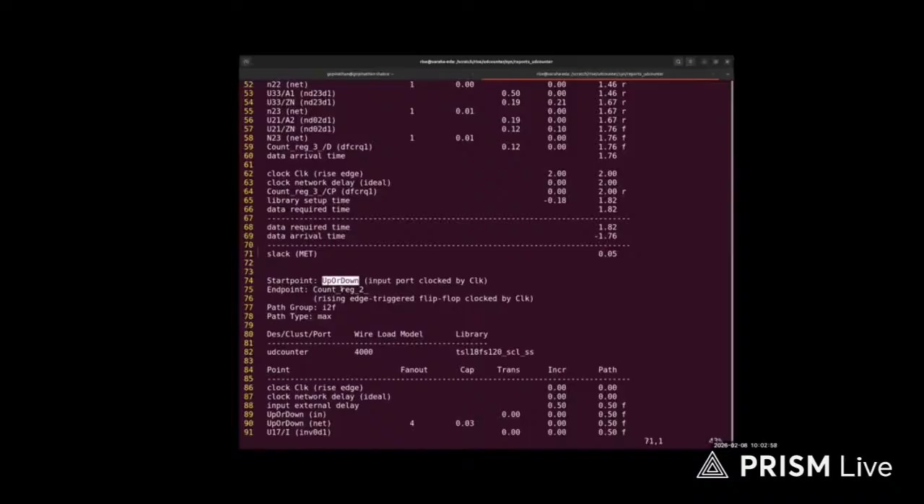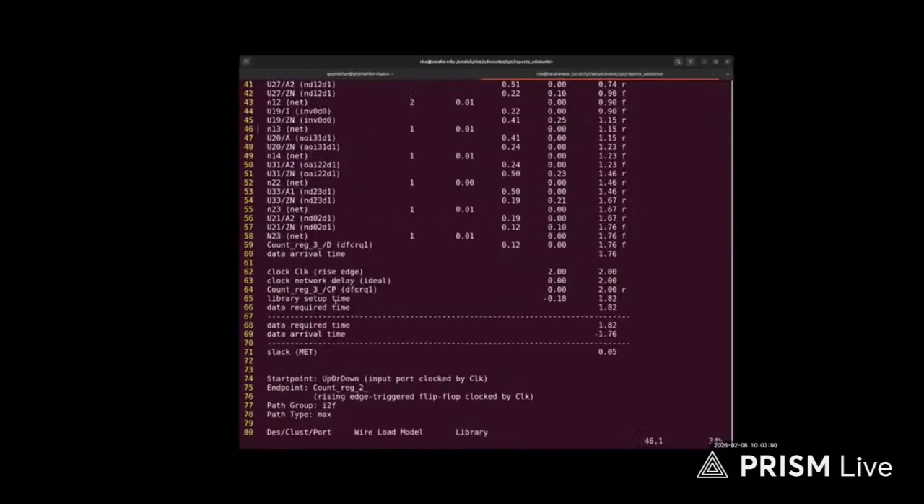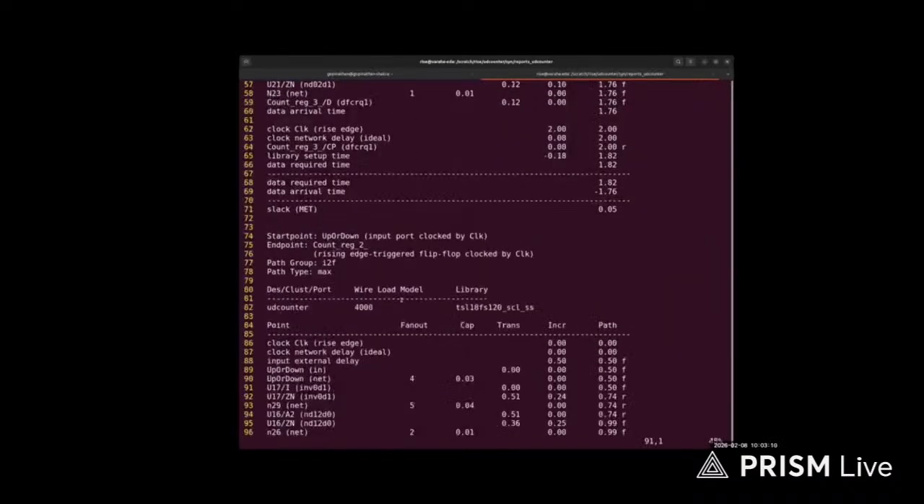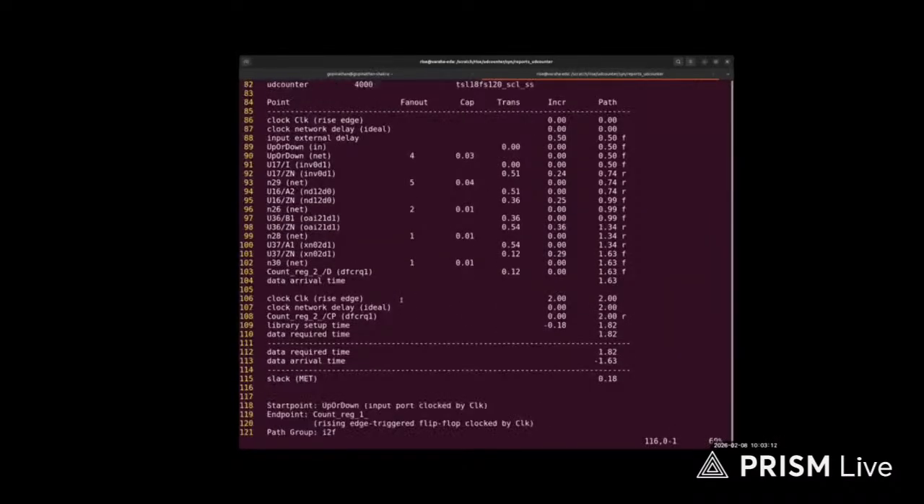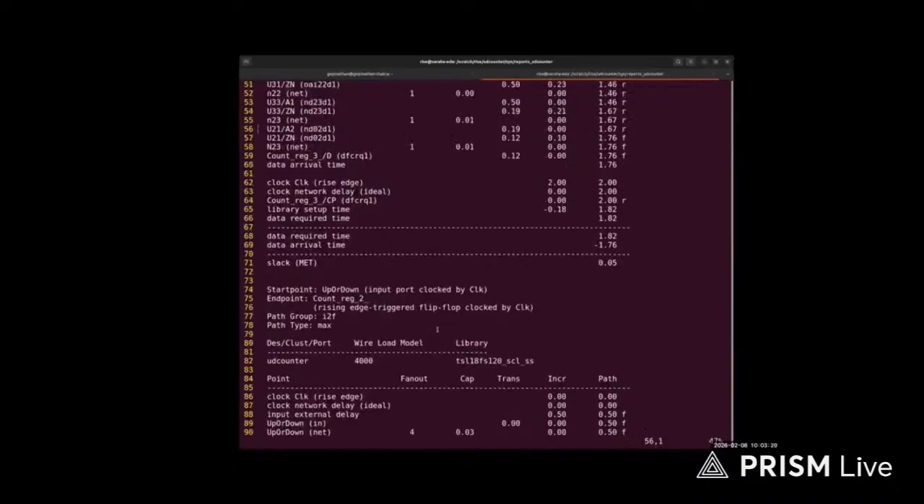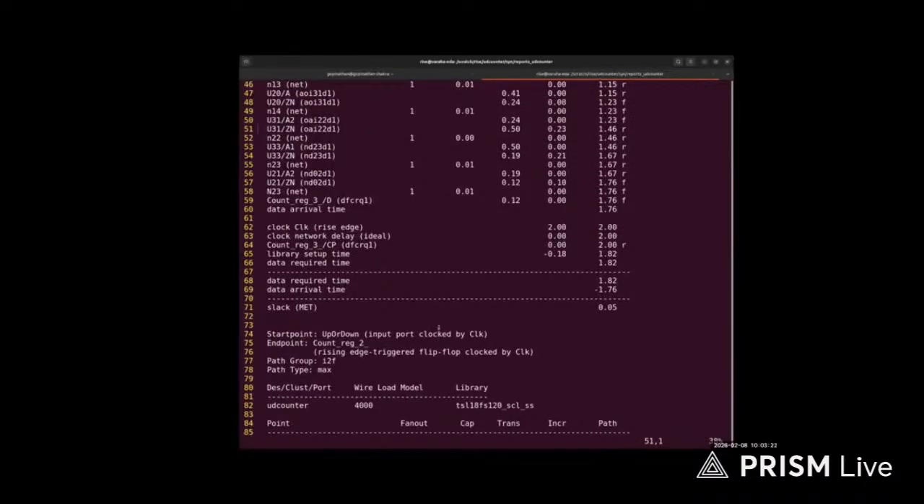So the top path is the most critical path in this particular input to flop group. Whichever is the longest path will come at the top. Then you will have subsequent paths here, which are not critical, and they take less time than that. Let me justify whatever I have said now.